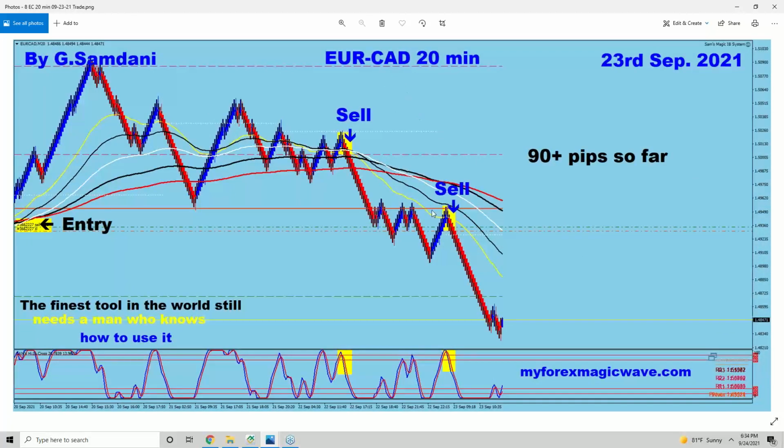Another EURCAD. Remember this one I just showed you a little while ago? The second one, it just retraced and gave me another same kind of setup. Beautiful, by the book, actually, right? So yellow is below the black, all of those conditions here. And a couple of red candles, I open the trade. Boom, 90 pip on the 23rd.